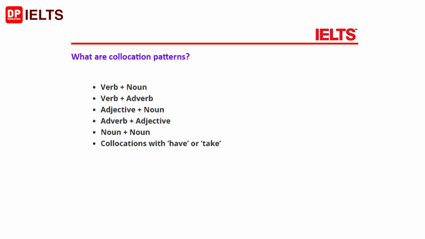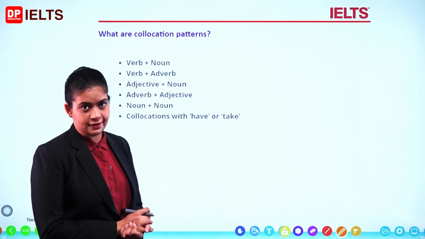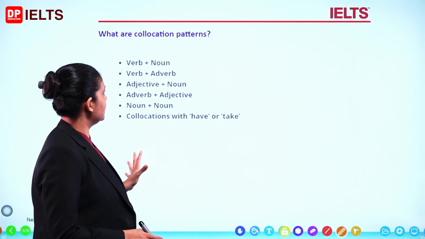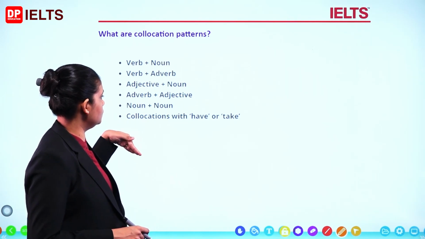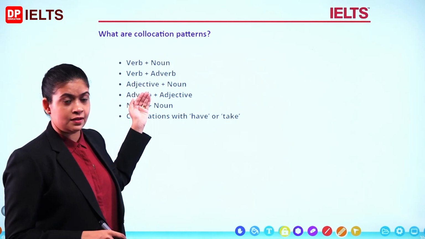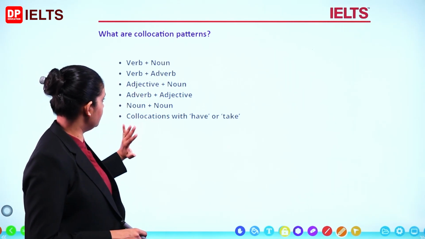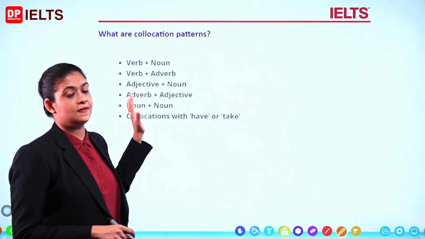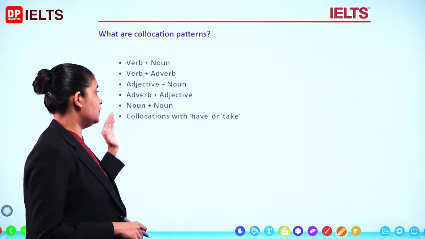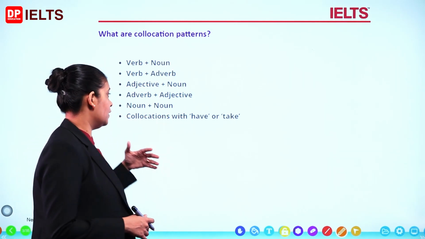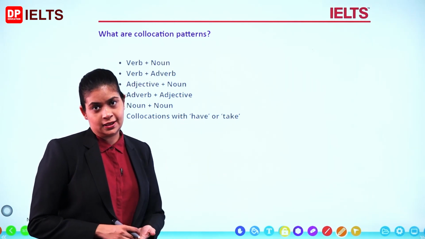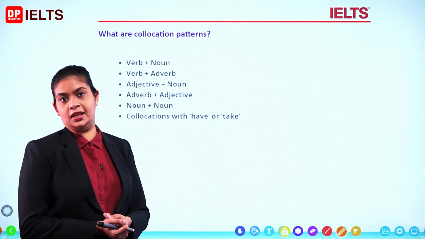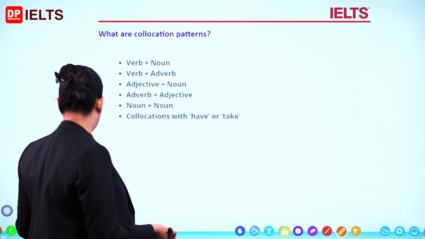So what are collocation patterns? Basically, you have different collocations. You have verbs and nouns. You have verbs and adverbs. You have adjectives and nouns. You have adverbs and adjectives. You have nouns and nouns, and collocations with have or take. So there's a range of collocations that you could refer to.